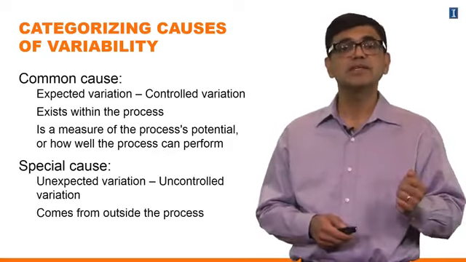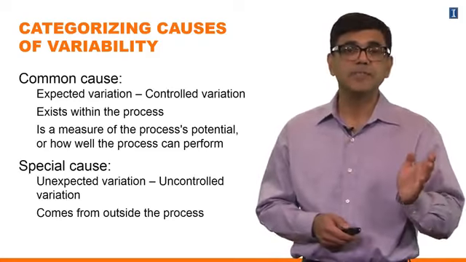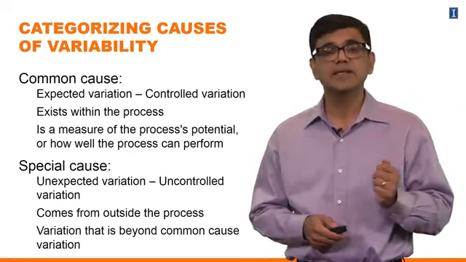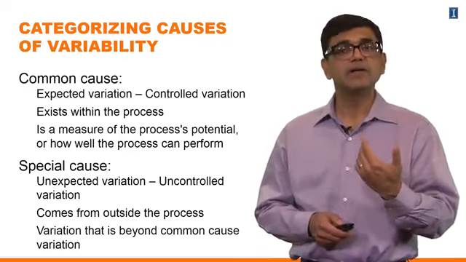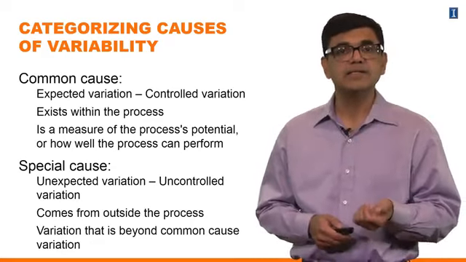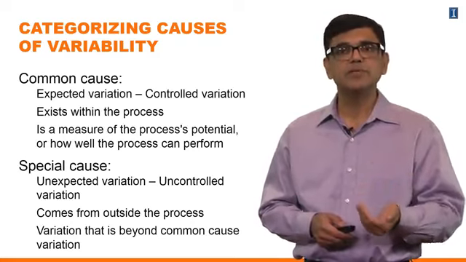And special causes are things that are beyond common causes. So things that you do not expect to happen, they come from things that are completely outside the process, and that is the variation that is beyond what is the inherent capability of the process. Right? So here's the difference between these two.